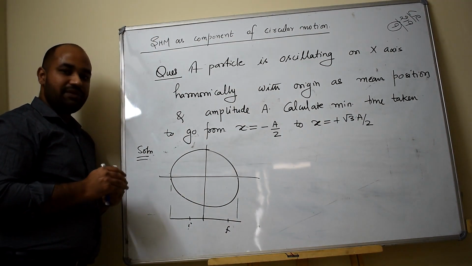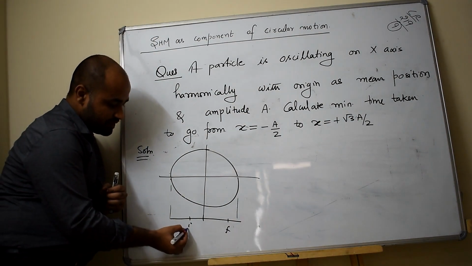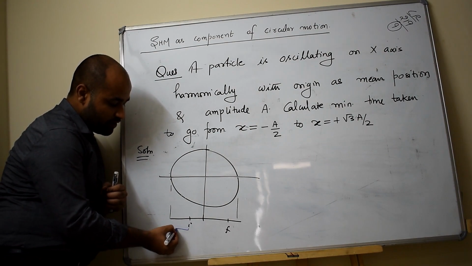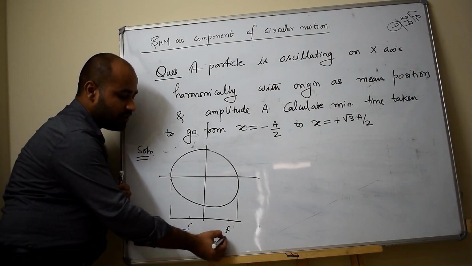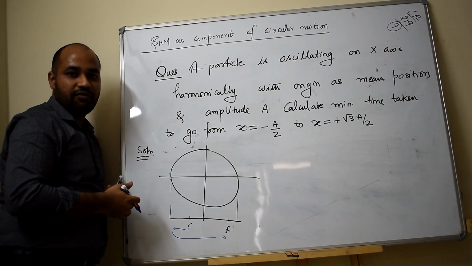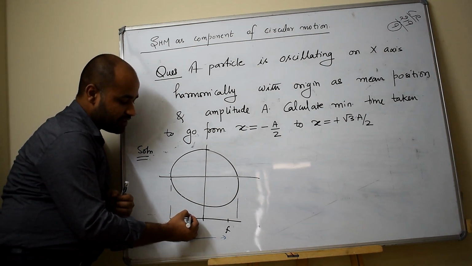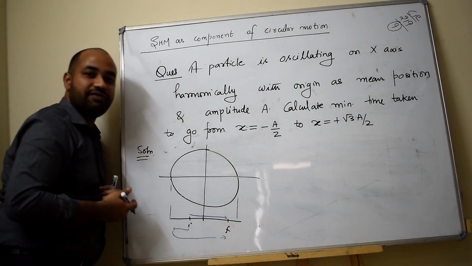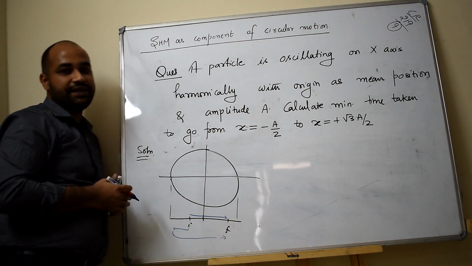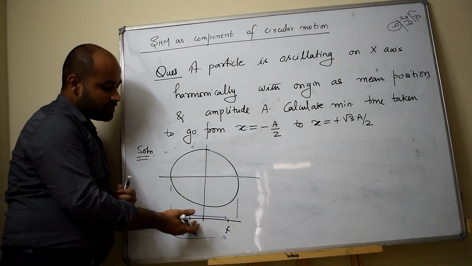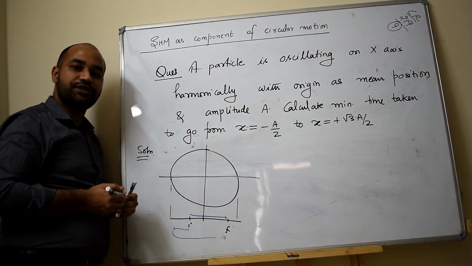Since we have to calculate the minimum time taken, we will discard the possibility of the particle going from I to the left extreme and then going to the position f. For minimum time, we will consider the possibility where the particle is going from I to f directly, that means moving towards right. Now, where are these positions I and f on the circular motion?